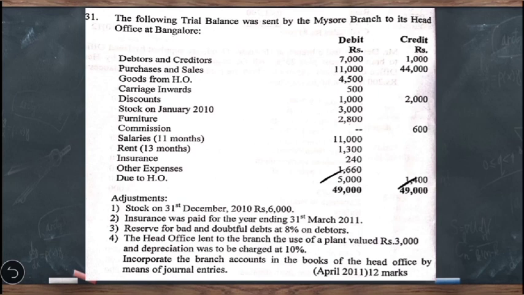In this case there is one special transaction taking place between the head office and the independent branch, that is adjustment number 4. So first we have to pass the entry for this adjustment, then we have to pass the entries for incorporation. So let us start the solution part.